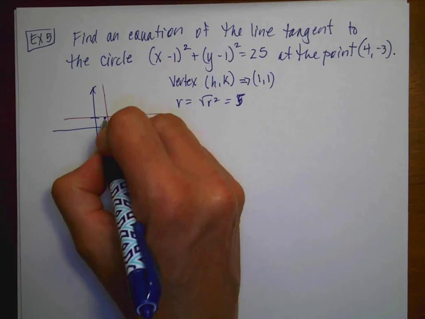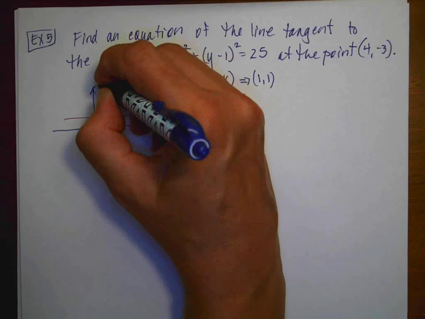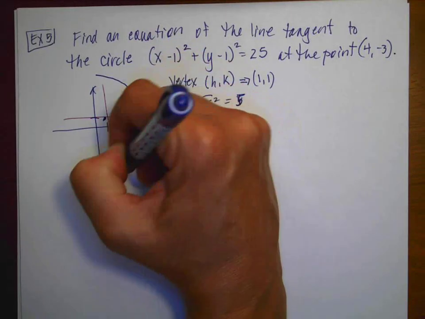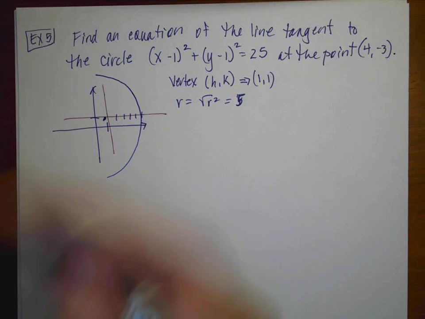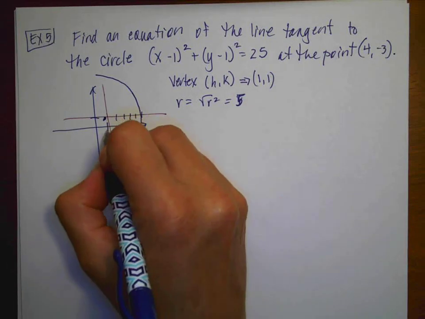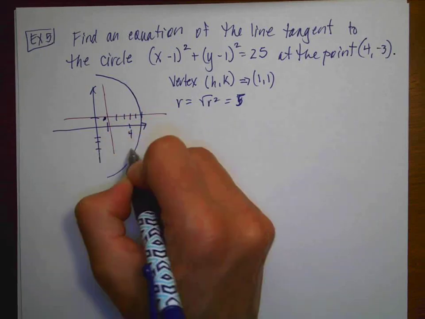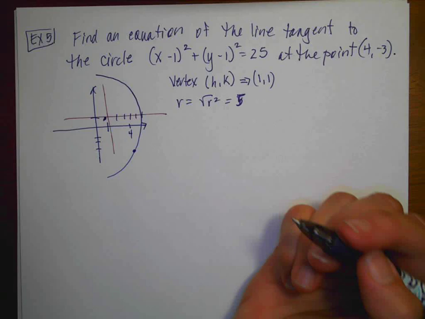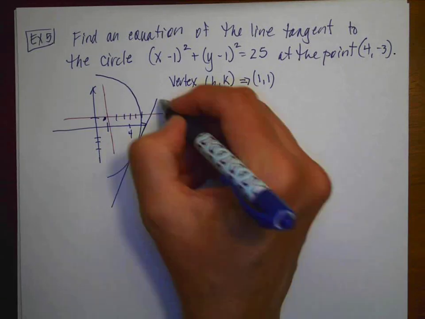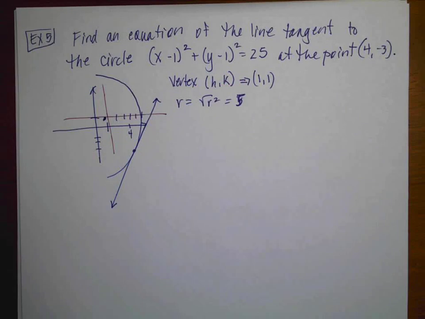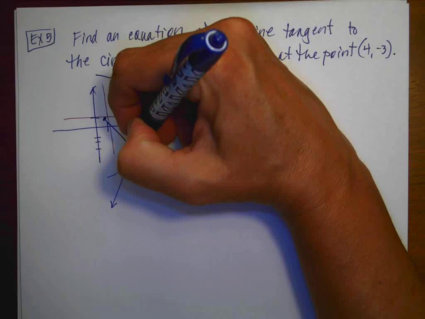And I'm just going to give myself some guidelines so I don't make a horribly pathetic graph. So if this is my center, then 1, 2, 3, 4, 5, my circle is going to look kind of like this. Okay? And so that would be my radius of 5. It's going to go through the point, so this is 1, 2, 3, 4, and then 1, 2, 3. In theory, that's 4, -3. And I want to write the line that is tangent to that point. So that's kind of cool.